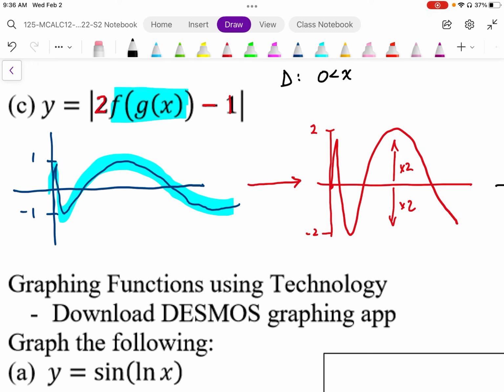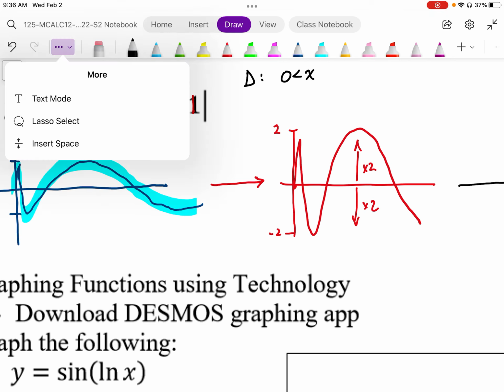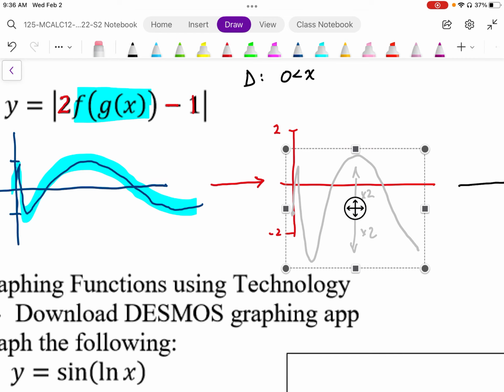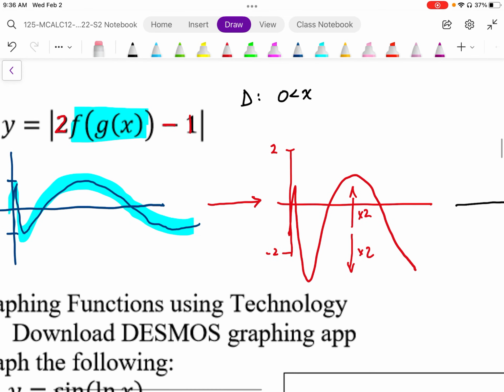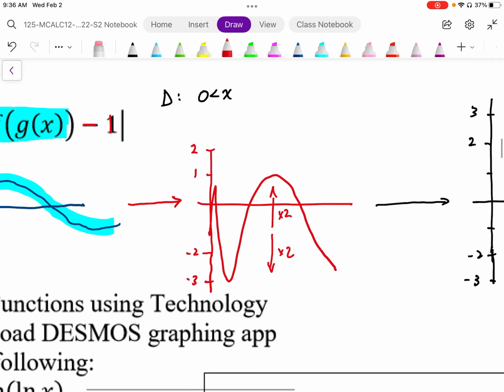To do the range, we have to look at the transformation. So first of all, the transformation is going to be a vertical expansion of 2, which I've shown here in red. But it also gets shifted down 1. So when I shift this down 1, let's take this graph, I'm just going to shift it down 1. Okay, so now when we look at this, the bottom of this function is going to be at -3. The top of this function is going to be at +1. So that's our new range.